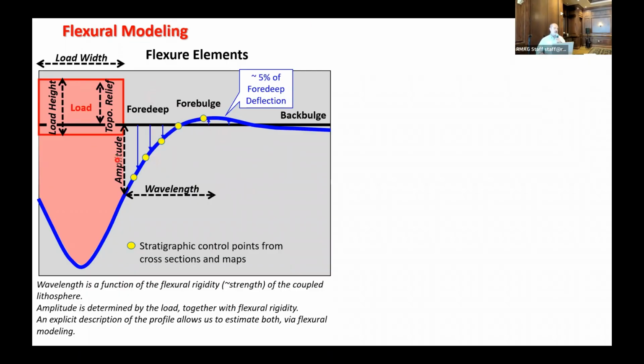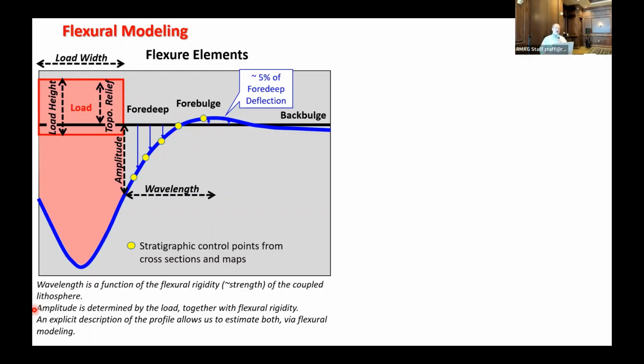Each of these yellow points is a stratigraphic control point, and that could be from a cross section, an isopach, or a seismic line. So what we can do is come up with estimates of the strength, the flexural rigidity, from the shape of this, and we can also come up with estimates of the load. So how do we do this?